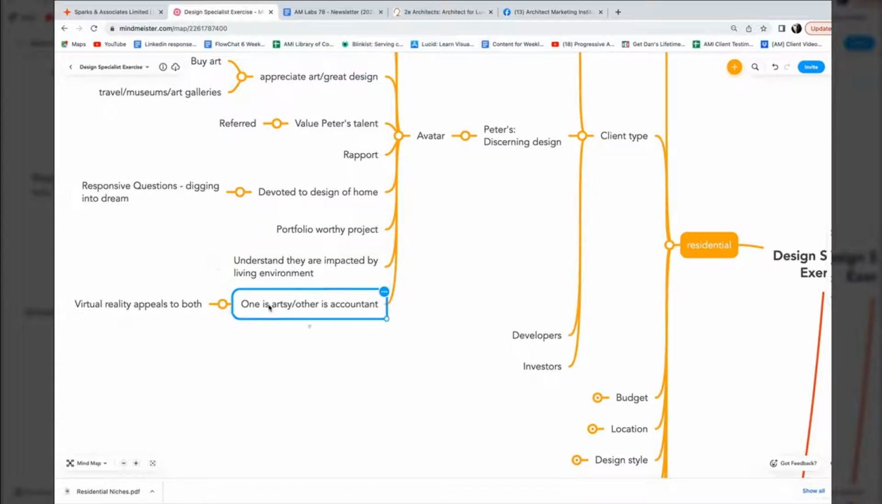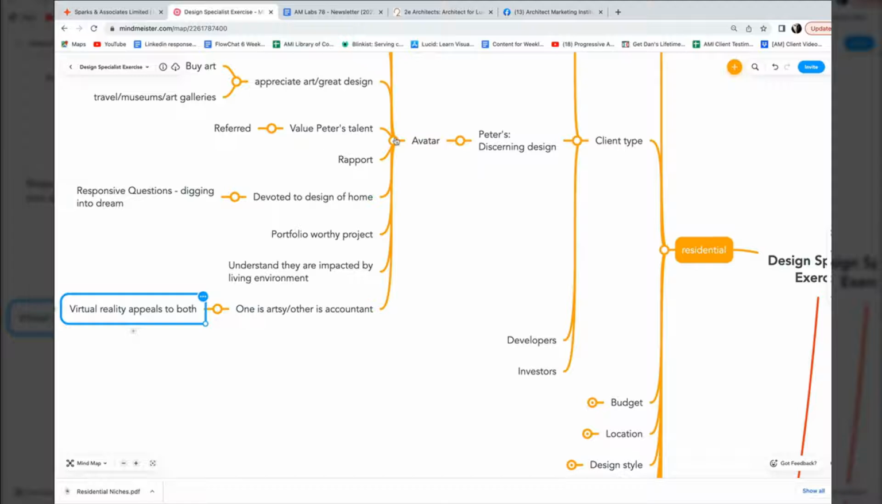And often he says one is artsy and the other one's the accountant. And he's big on virtual reality. And he says virtual reality appeals to both of them. And this is one of his secret weapons, is virtual reality. He will do virtual reality. Okay, so let's have a look.